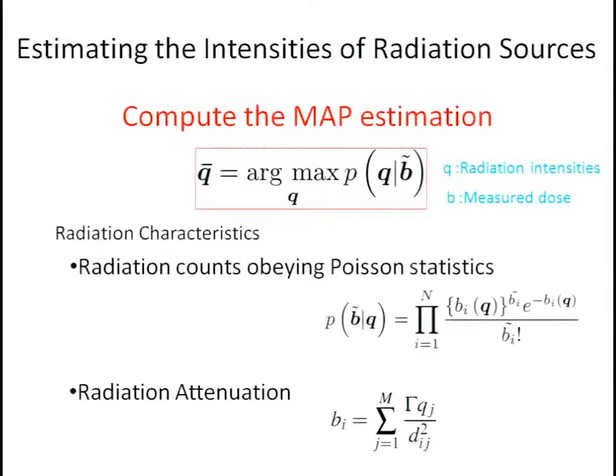To solve this problem, the proposed method estimates the intensities of radiation sources by computing the maximum a posteriori probability estimation based on the radiation characteristics. The radiation counts obey Poisson statistics and exhibit attenuation in accordance with inverse squared distance. The distance d is calculated from the 3D map and the position of the dosimeter.